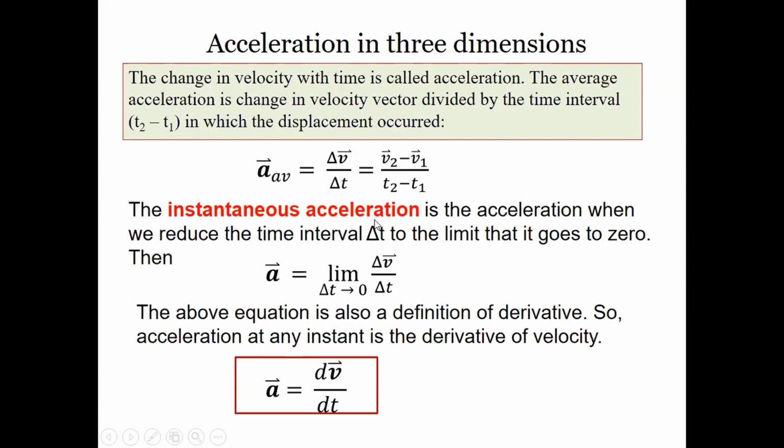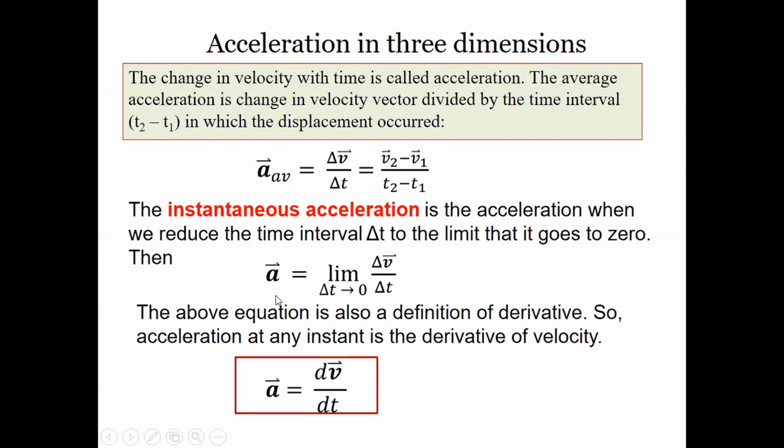Instantaneous acceleration, very similar to the instantaneous velocity, is the acceleration when we reduce the time interval delta t to the limit of 0. So acceleration is the limit in which delta t goes to 0 of delta v divided by delta t, the ratio, and this ratio in the limit is calculated and it becomes the instantaneous acceleration.